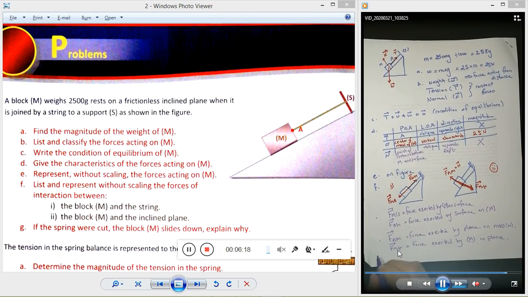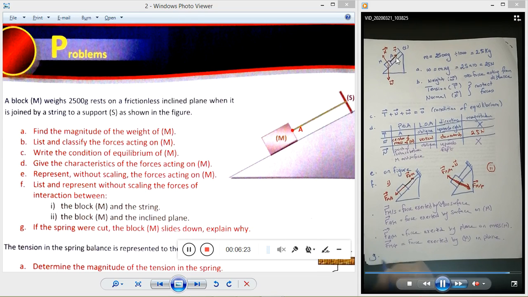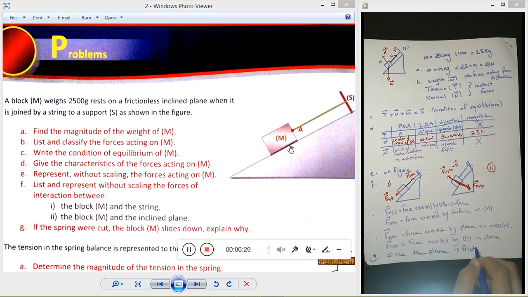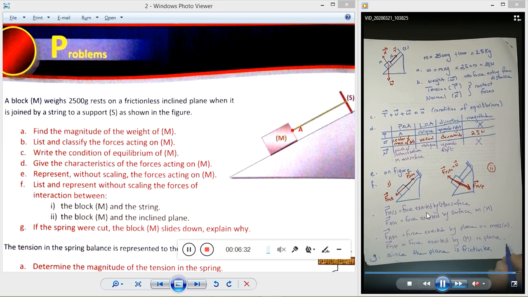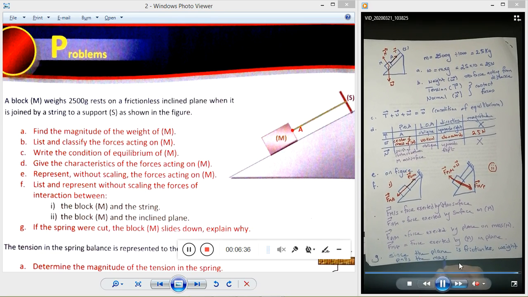Okay. Part G, if the string were cut, the block M slides down. Explain why. Since there is no frictional force that prevents the block from sliding, since the surface is frictionless and the weight is pulling the block downwards. Okay, this is number one. Have a nice day. Thank you.